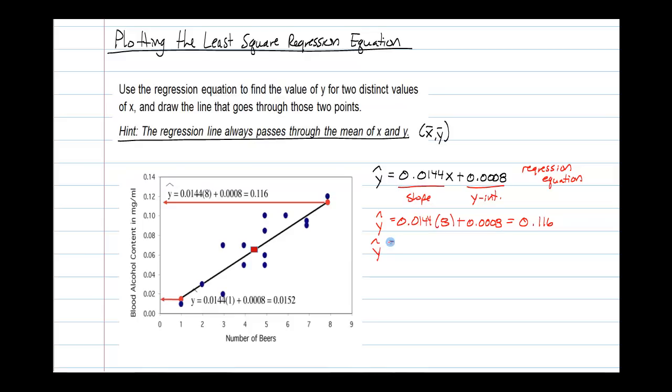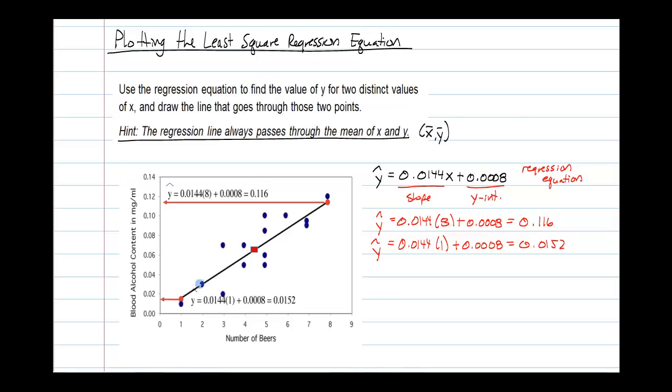Now I have another point here at 1. Now I could have chosen 2, 3, 4, 5, 6, 7, any of these points. I just chose 1 and 8 to work with here. So again, plug in a value of 1, and when I use my order of operations here, I get 0.0152. So when I plug in 1, a person who has 1 beer, you would expect their blood alcohol content on average to be about 0.0152. So once I know this point and this red point, and I do know it goes through x bar, y bar, I just connect those points and there's my regression equation.